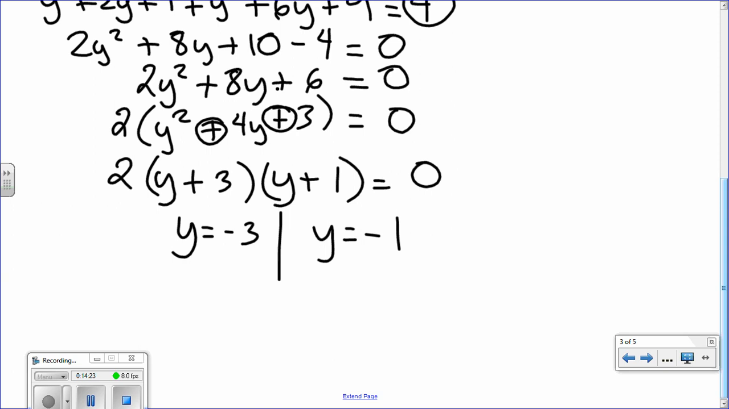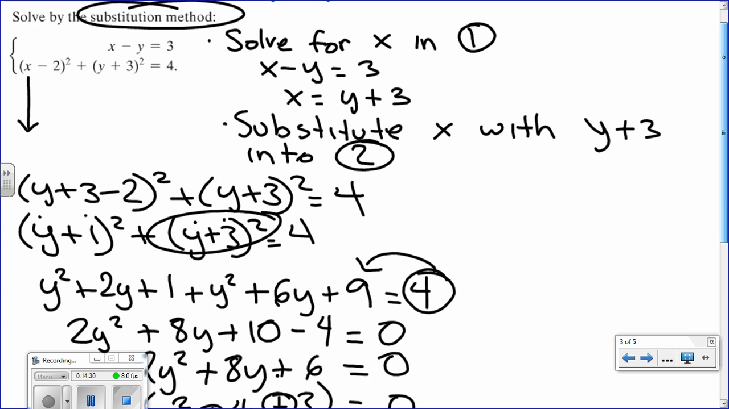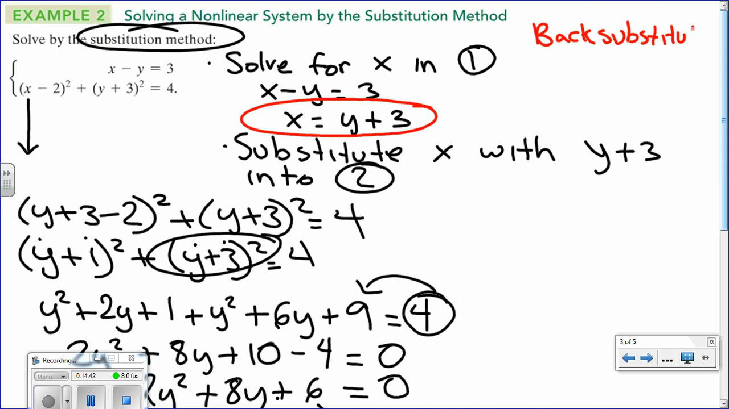Okay, so I want you guys to go ahead and find the x values that correspond to that. Okay, so what could you do? You could use the substitution that we already have for x. So to back substitute, you need to do it twice, one for y equals negative 3 and the other one for y equals negative 1. And you do that in here.